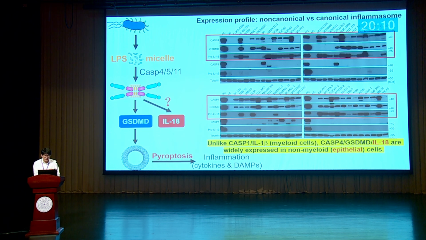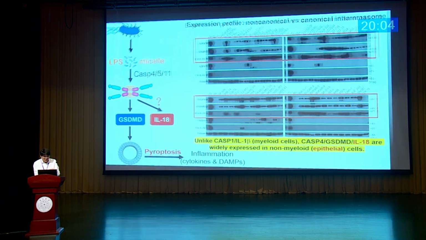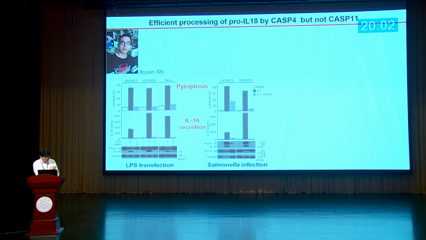So we took those cells that are positive for caspase 4 and gasdermin D expression, and we just transfected the LPS into the cytosol. Of course, we get pyroptosis because caspase 4 will recognize the cytosolic LPS and cleave gasdermin D to drive cells into pyroptosis. And we also see IL-18 secretion by ELISA assay, where you can see that pro-IL-18 gets converted into the mature form. So this data suggests that those cells do sense LPS by caspase 4, and then IL-18 becomes processed. If you do Salmonella typhimurium infection, you basically get the same results.